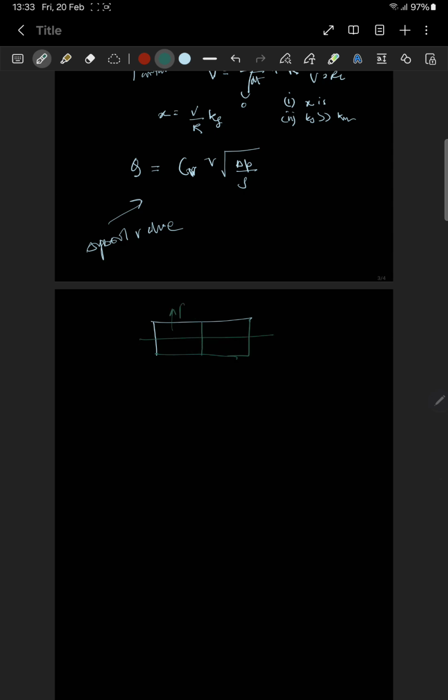So this is P1. This is P2. We have a few assumptions. Leakage is neglected. Losses, transmission losses, frictional losses, these are all neglected.